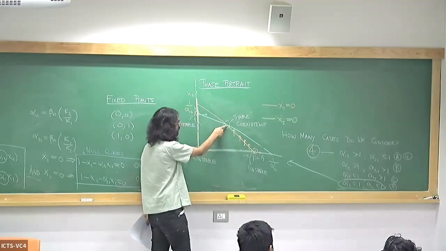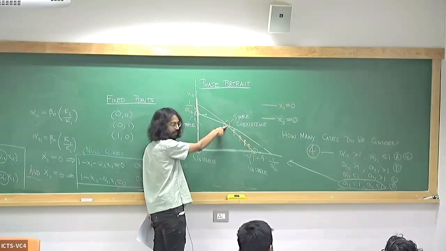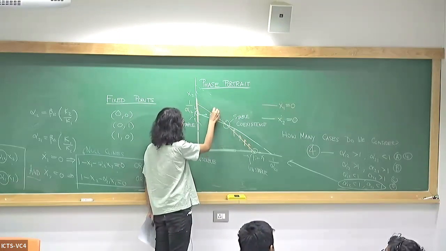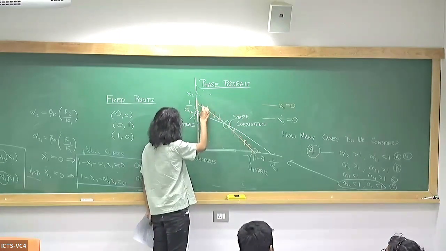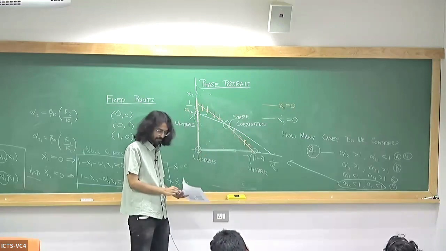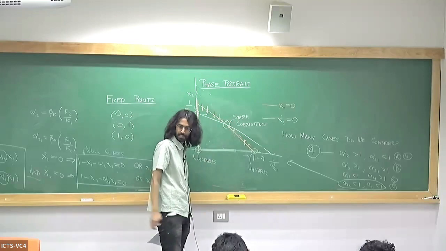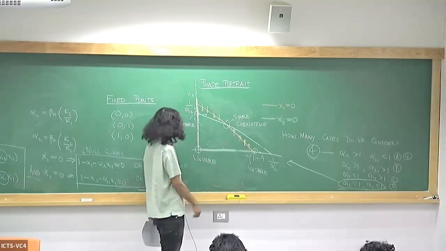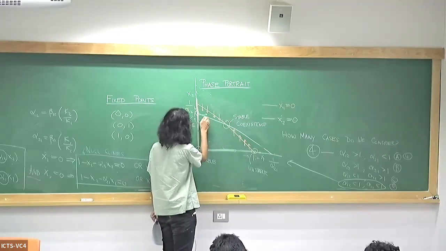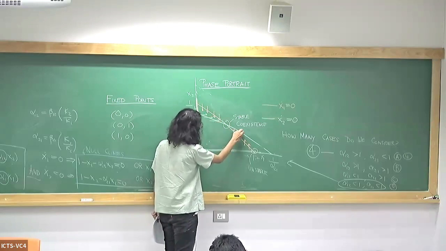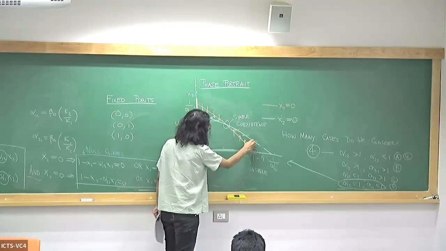At some point, it'll become 0, of course, at this point. And then you'll change and it'll be down, down, down. The same thing for the other nullcline, right? This is x2 dot equals 0, so there should be no flow along the x2 direction.